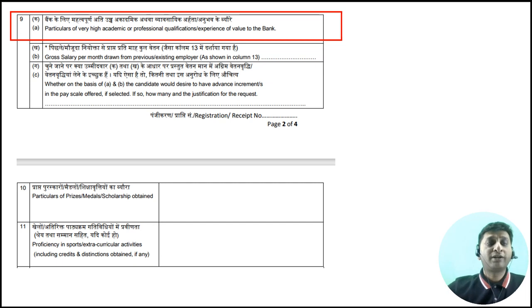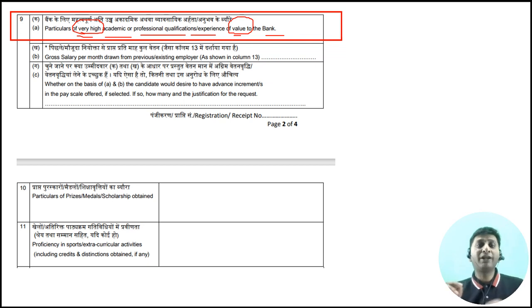Now moving on to point number 9, which is again very important if it is relevant to you. Particulars of very high academic or professional qualification / experience of value to the bank. So here there are two keywords: particulars of very high, they are not asking high, very high academic or professional qualification slash experience of value to the bank, which is providing value to the bank.